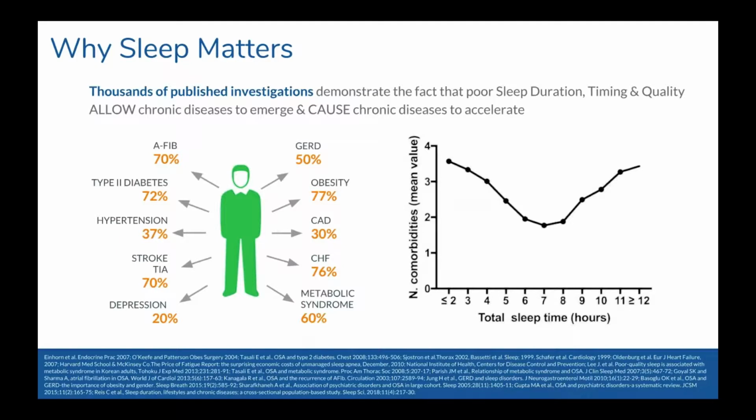There have been thousands of published investigations over the last 20 years demonstrating that poor sleep duration, timing, and quality all allow chronic diseases to emerge, and they cause chronic diseases to accelerate. On the left-hand side here is an image of an individual showing that the relationship of sleep disorders to these other well-known chronic diseases is very high, very much associated with the actual cause of these disorders.